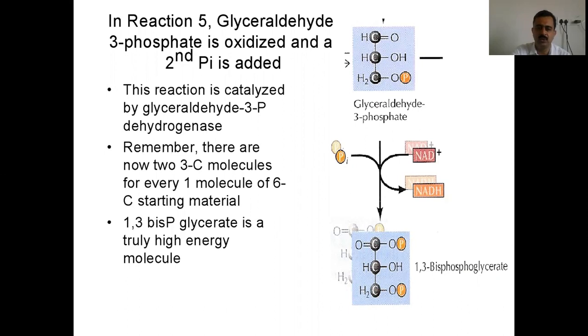Remember, there are now 3 carbon molecules for every one molecule of 6 carbon material. Okay, 3 carbon molecules. 1,3-bisphosphoglycerate is a truly high energy molecule. Correct?